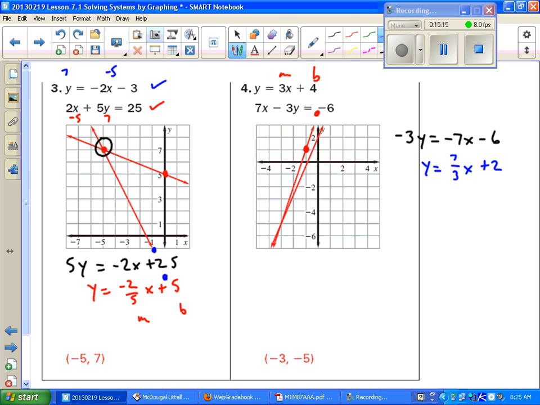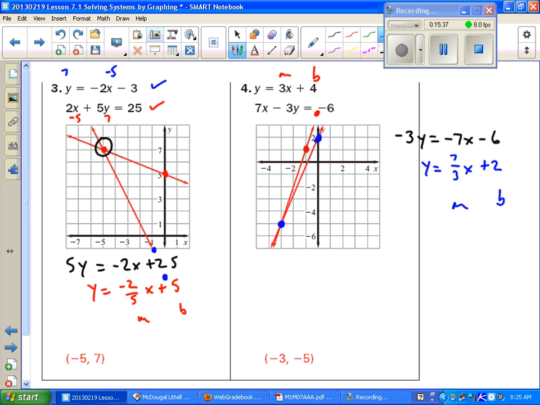Your second equation, your M value tells you where to move. Your B value tells you where to begin. Begin at positive 2, and you can go up 3 and to the right once or down 3 and to the left. I'm sorry, down 7 and to the left 3 times. So down 7 and to the left 1, 2, 3 times for your second point.